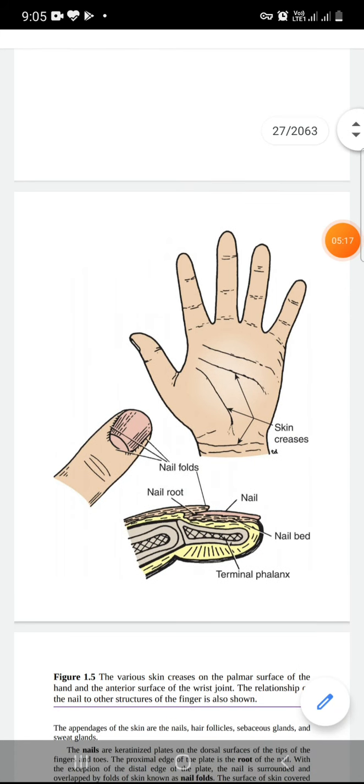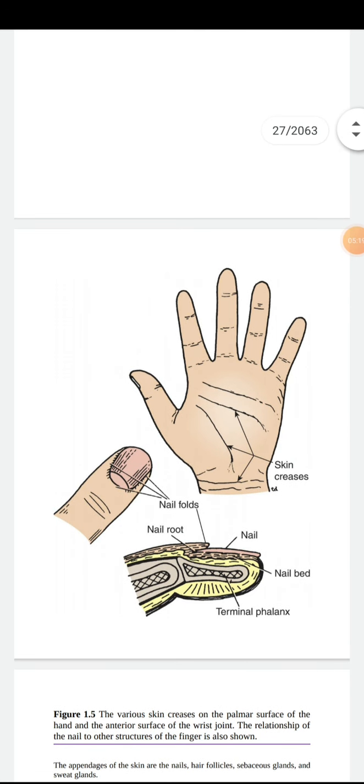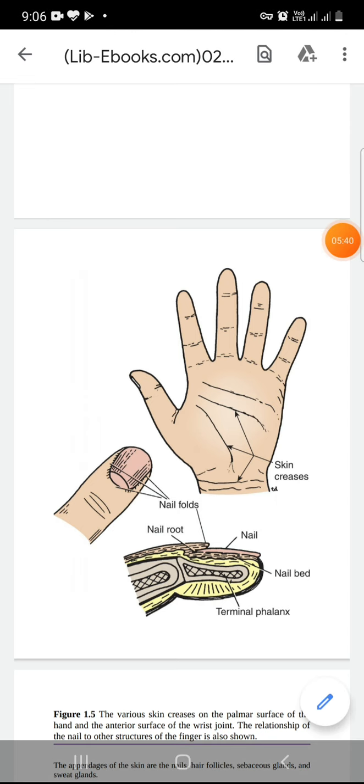Figure 1.5 showing the various skin creases on the palmar surface of the hand and the anterior surface of the wrist joint. The relationship of the nail to the other structures of the finger is also shown. The skin creases, nail folds, nail root, nail bed, terminal phalanx.